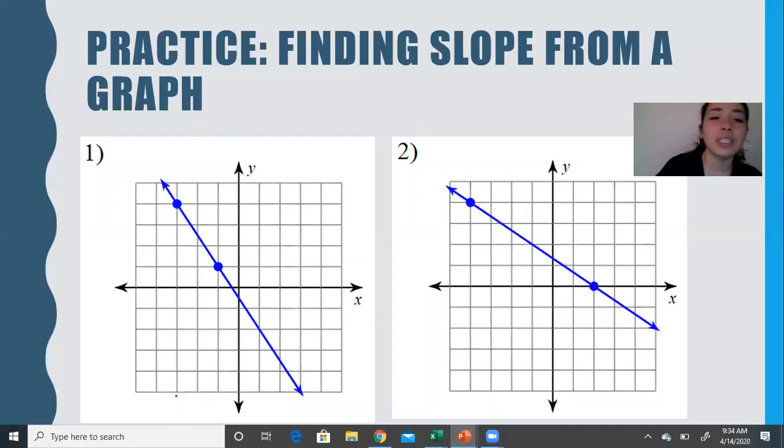So let's practice finding the slope from a graph. This is a good place for you to pause this video and then give it a try on your own.